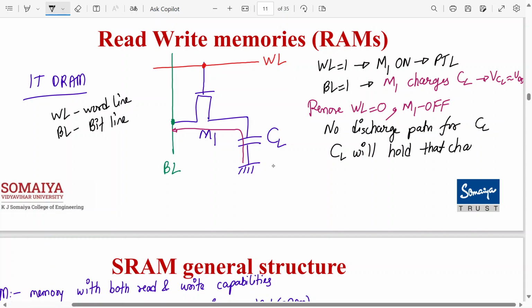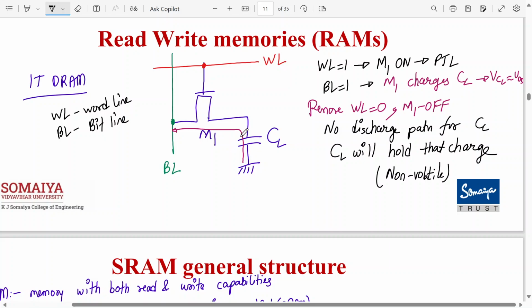that charge. This is what you call non-volatile. The data is not destroyed, even when the supply is removed. So this is the basic working of a 1-bit dynamic RAM.